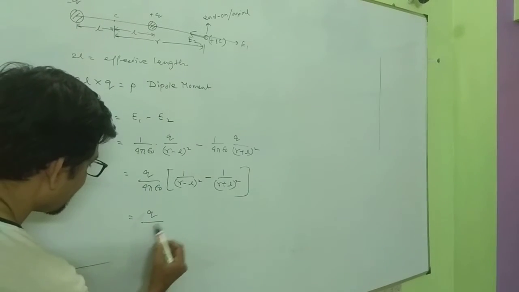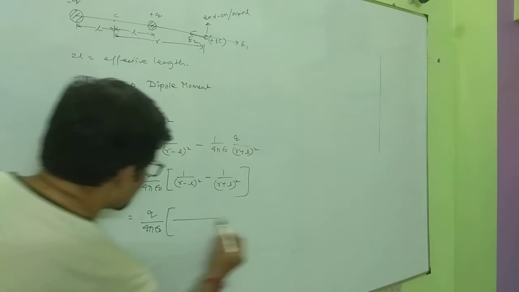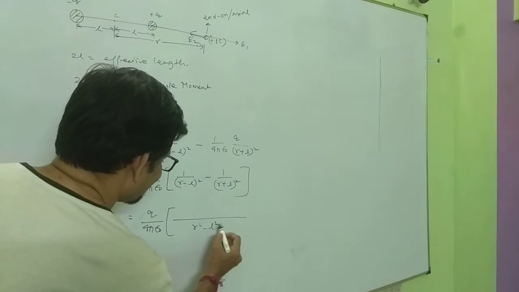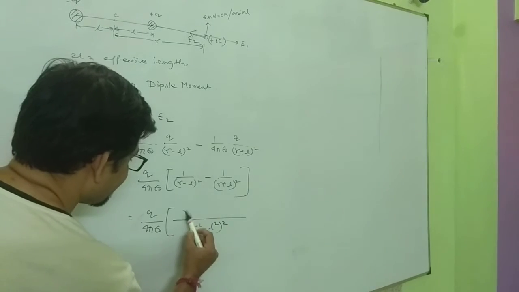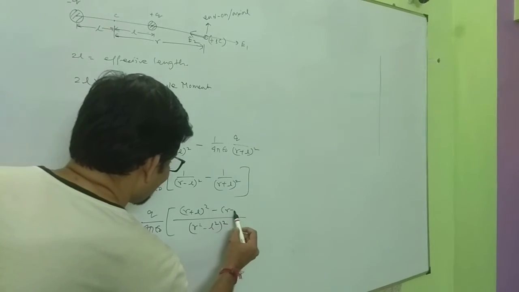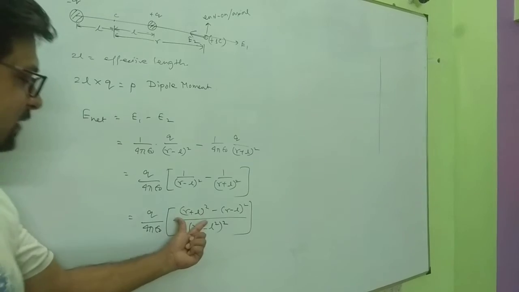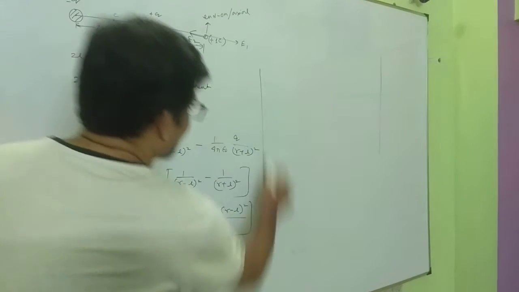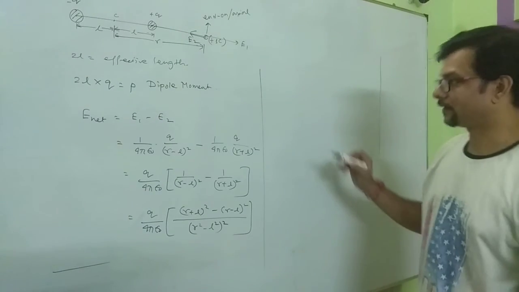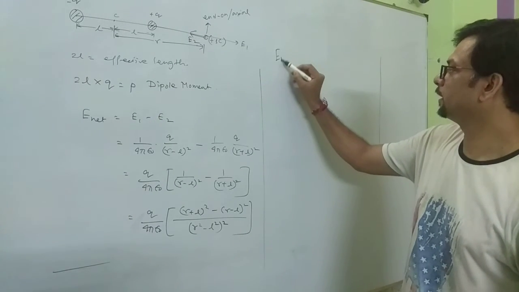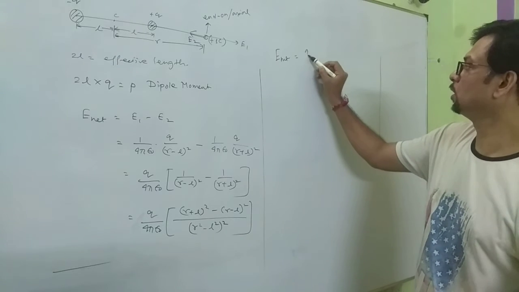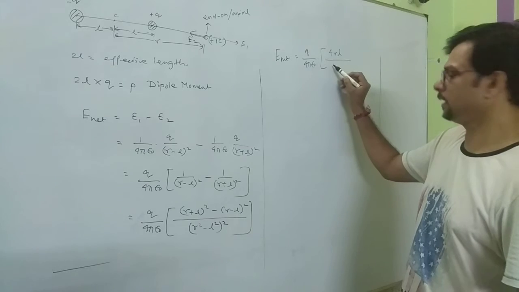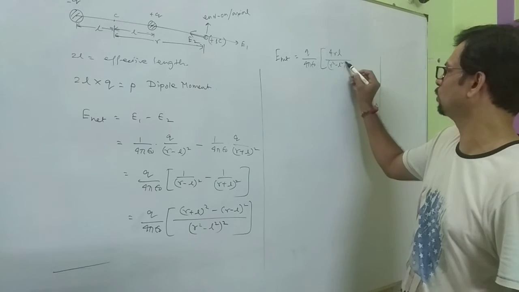So it will be Q by 4 pi epsilon naught. The denominator will be (R minus L)(R plus L), that is (R square minus L square) whole squared. And in the numerator, there will be (R plus L) squared minus (R minus L) squared. That means it is (A plus B) whole squared minus (A minus B) whole squared, which by the formula is 4AB. So we can write E net as Q by 4 pi epsilon naught into 4RL, the 4AB, and in the denominator (R square minus L square) whole squared.